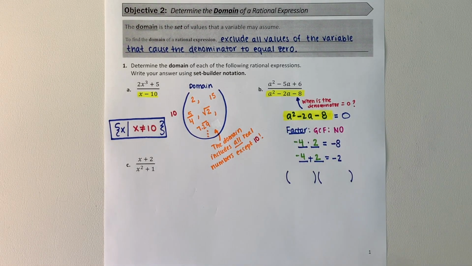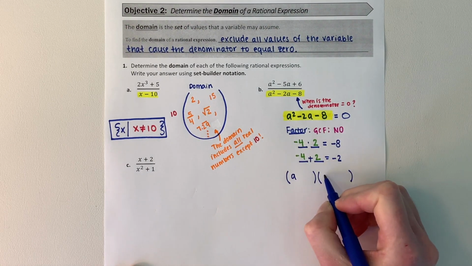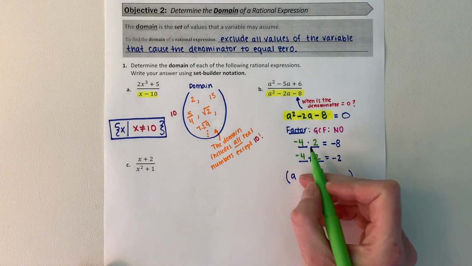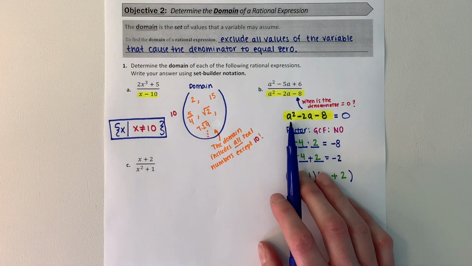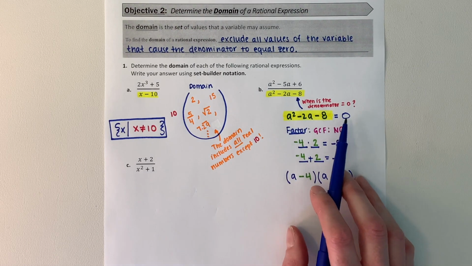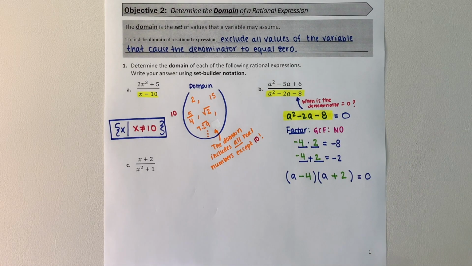If that's the case, once you have these two numbers, you can insert them in your parentheses to write your factored form. So we'll start with our parentheses. Since our variable is an a, we'll put an a in the first position in each parenthesis, and then we'll insert these green numbers in the blanks. Now, keep in mind, our equation is equal to 0, so we need to set the factored form equal to 0. So now we've factored this expression here.